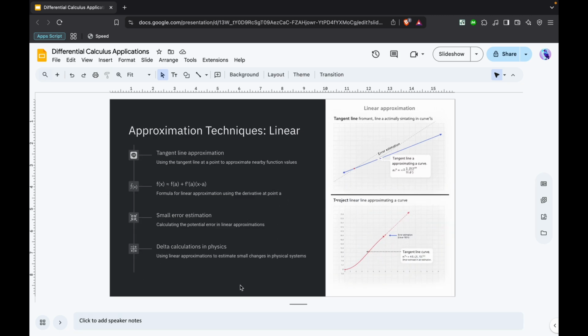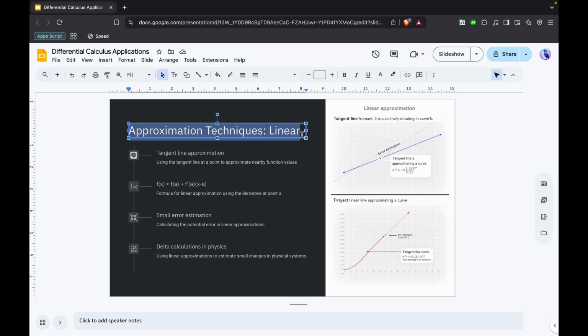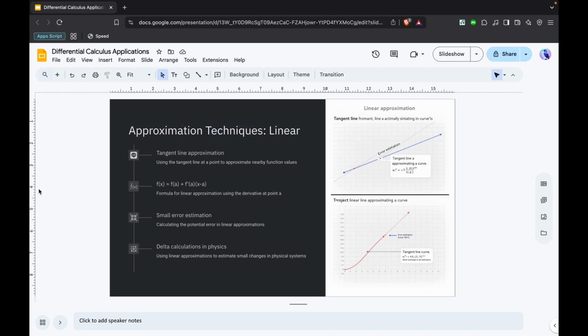Now, this is another pure math technique, which is approximation techniques, specifically linear approximation techniques. What we're trying to do is use the tangent line at a point to approximate nearby function values. So what it says here is the formula for linear approximation using the derivative at point a. The formula is f of x is approximately equal to f of a plus the derivative of f at a times x minus a.